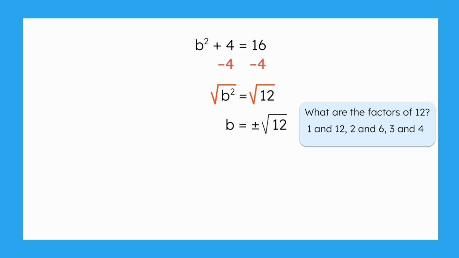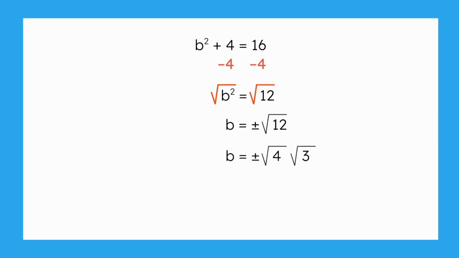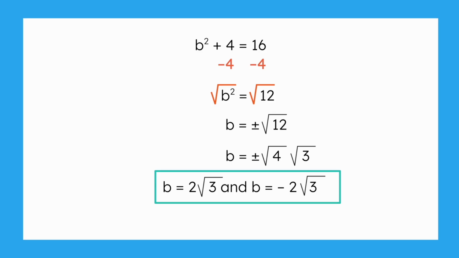Do you see any perfect squares? Yes, 4 is a perfect square. So we can rewrite the square root of 12 as the square root of 4 times the square root of 3. 4 has two square roots, positive 2 and negative 2. So our answer becomes positive 2 square root 3 and negative 2 square root 3. Pause the video here and record any notes or correct any errors before we move on.